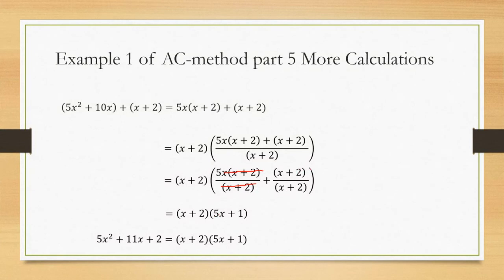Here, when you divide x plus 2 into itself, what you're left with is 1. They cancel. You get 1. You know, anything divided by itself is 1. So that's how we get this.